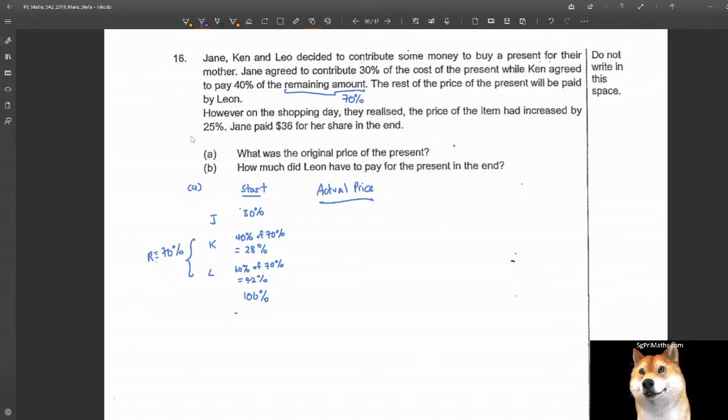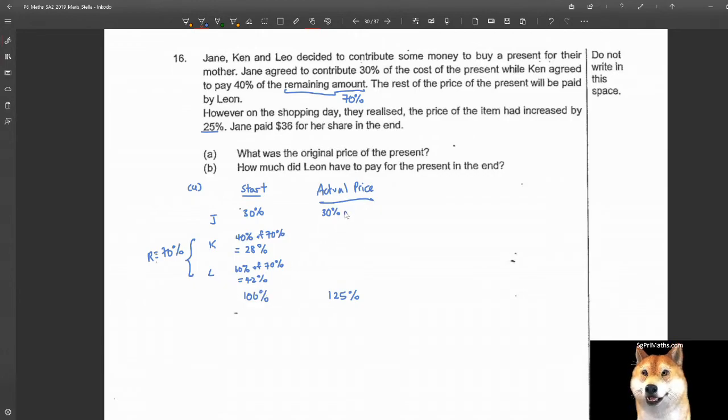So it's 25%. So increase by 25%. So it should be 125% in the end for the actual price. Jane paid $36. So Jane wants to pay 30% of the cost. So we can use this to find the actual percentage of this that she paid. So the percentage of 125% is 30%. So we want to find what is the percentage of the original price they thought the item was.